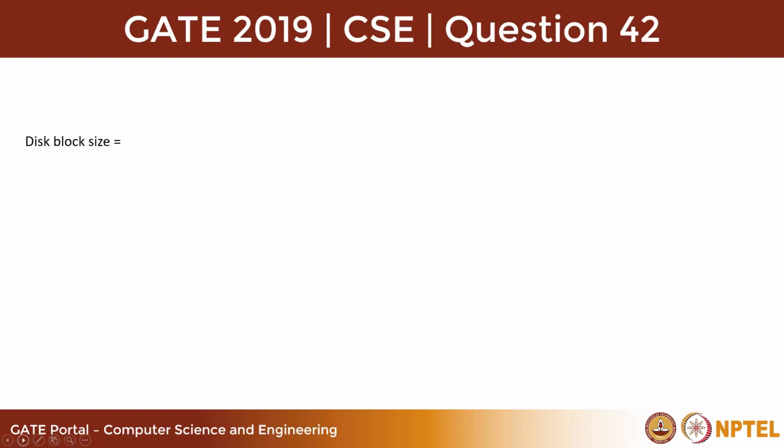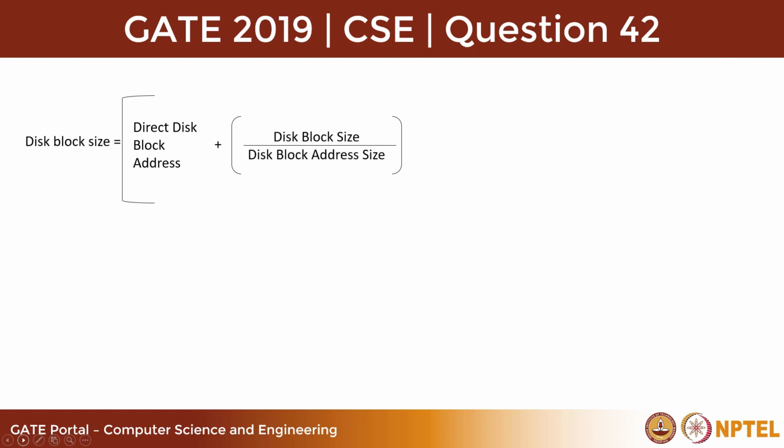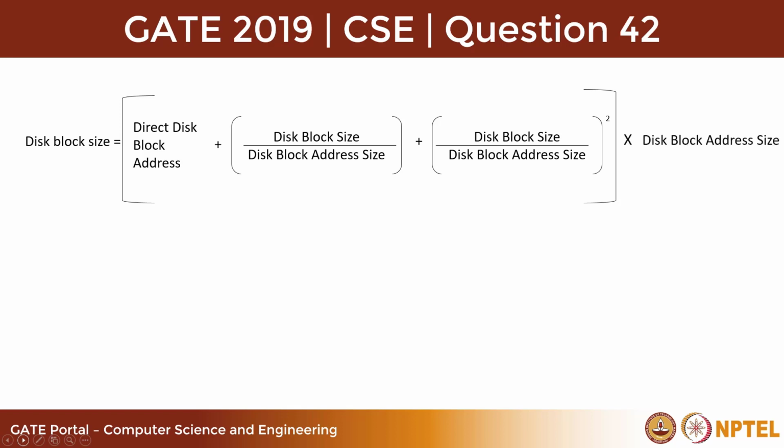So the question asks us how much memory can be referenced by this inode block. The file size will be equal to the number of direct disk block addresses, plus the number of single pointer indirect disk blocks which can be referenced using this inode, which will be equal to disk block size by disk block address size, plus disk block size by disk block address size squared. This one is for the double pointer, or indirect disk block 2, and the list may continue up to n, depending on the number of indirect disk block addresses which we want to implement in the inode, all multiplied by the disk block size. So this much amount of memory can be referenced by that inode block.